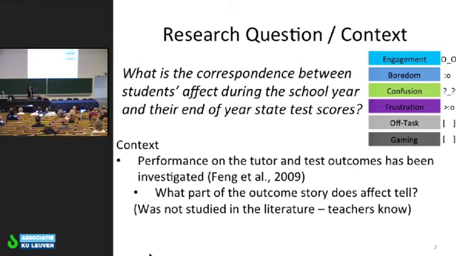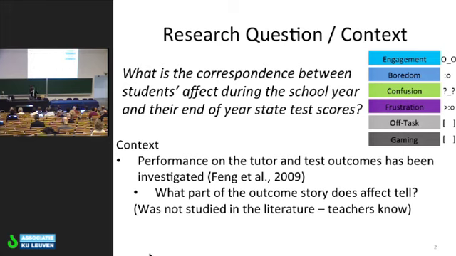In fact, you can predict the state test pretty well, so maybe we shouldn't even give a state test since the tutor information is giving you the information you need for the test. But that's been done. What hasn't been done is answering what part of the outcome story does affect tell. We know a little bit of the story that's told by during-the-year performance, correctness performance on the tutor, but how much of the story of state test outcomes does affect tell?